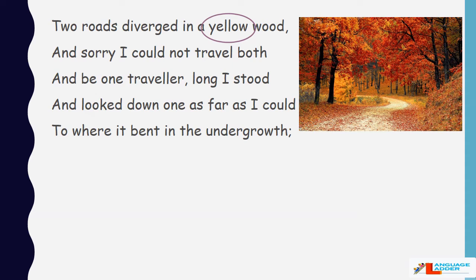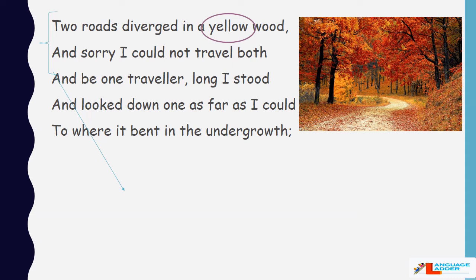Let's look at the first two lines once again. Two roads diverged in a yellow wood, and sorry I could not travel both. So, the very first two lines of the poem introduce the dilemma that the poet is faced with. It appears that the poet is traveling through a forest, and while walking through the forest, he comes across a fork in the road. That is, where two roads are diverging. So the poet stops there and wonders which road to take.